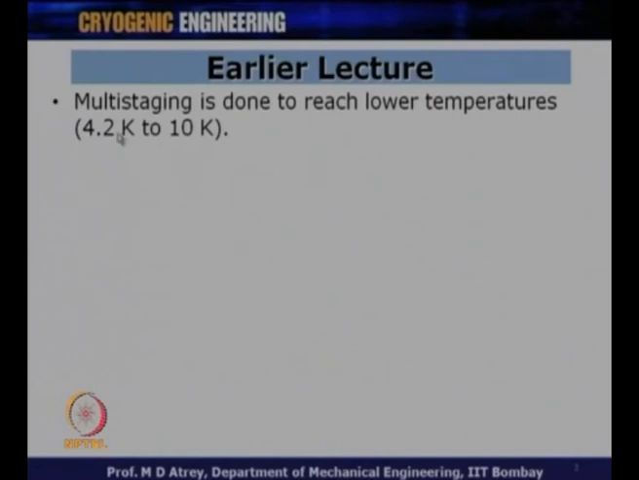Now, in the GM cryocooler, multi-staging is done to reach very low temperatures, of the order of around 4.2 K, which is the helium boiling point, and up to 10 Kelvin. These are temperatures which are normally used for various scientific experiments, for example 10 K, while 4.2 K is normally used to liquefy or recondense helium gas.